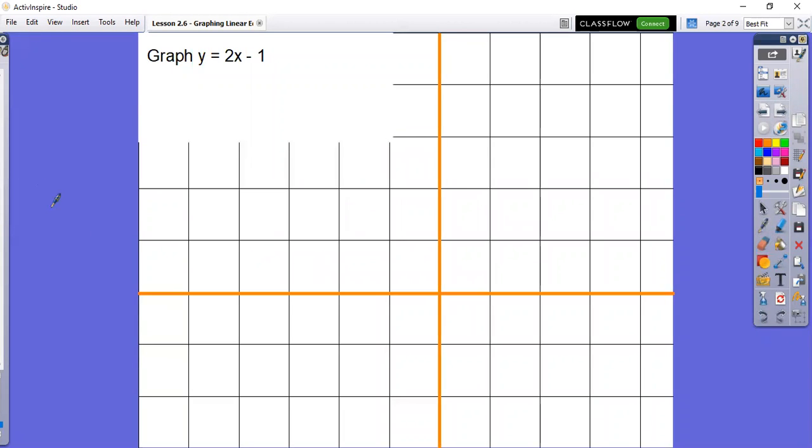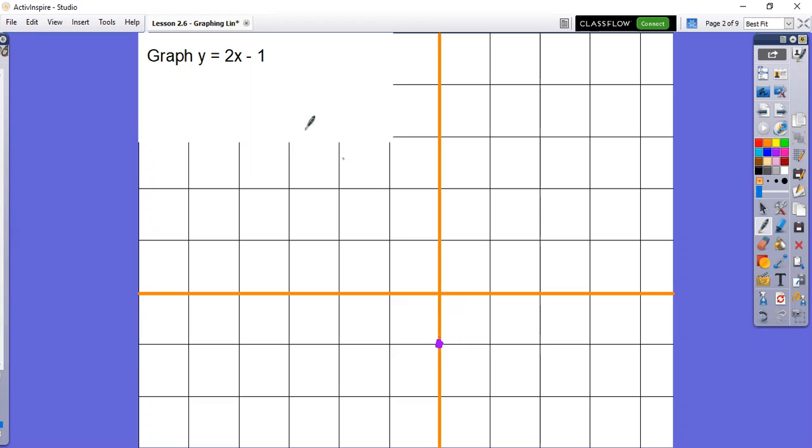So first one we're going to graph is this. Whenever you're graphing, first try and figure out which form it is, just because it's going to make your life a little bit easier to graph. This one is clearly slope-intercept form. This is the slope, this is the y-intercept. If this is the y-intercept, that means I already know one point is right here at (0, -1).